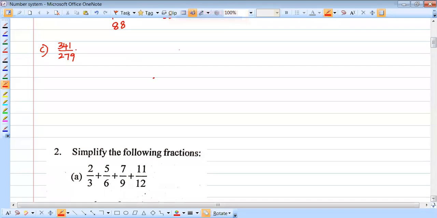See here, 31 into 11. I told you how to multiply 31 with 11 by a shortcut method. First write 1, then 3 plus 1 is 4, write 3. 341. So this 341 divided by 279, we can cancel by the 31 table. 11 times 31 is equal to 341.